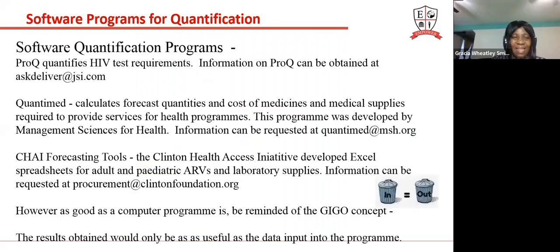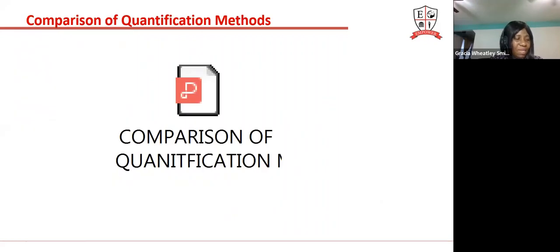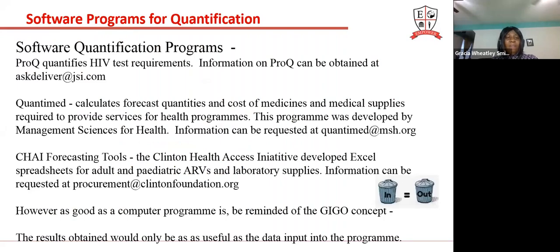I will have to send that because it is opening and closing, where we have the comparison of the methods, the advantages and disadvantages. Okay.